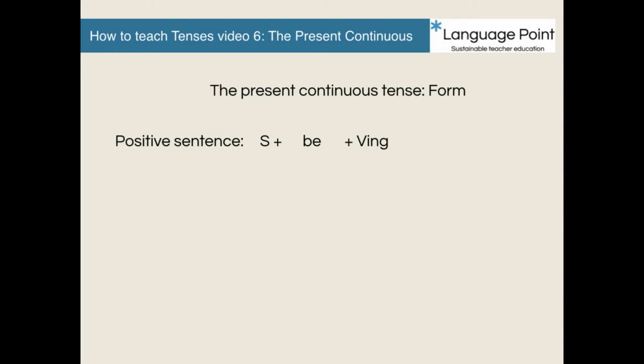So we have a subject followed by a be verb followed by an ing verb. And that be verb, remember, must be in the present because this is a present tense. So that means we're using am, is, or are, the present forms of the be verb.